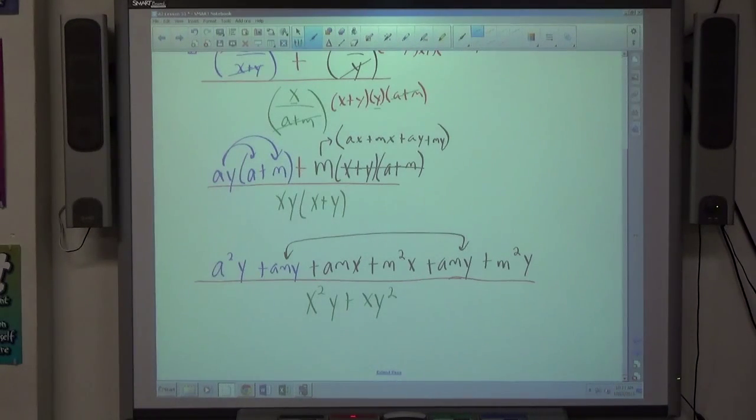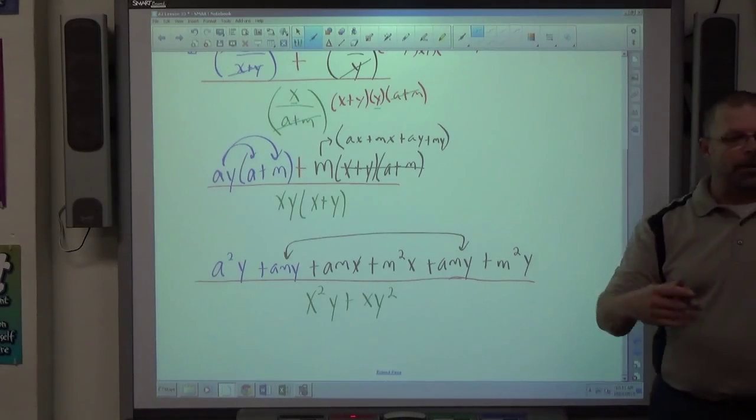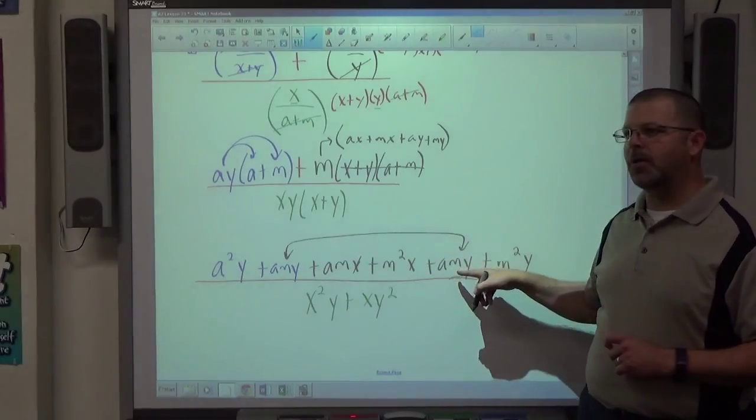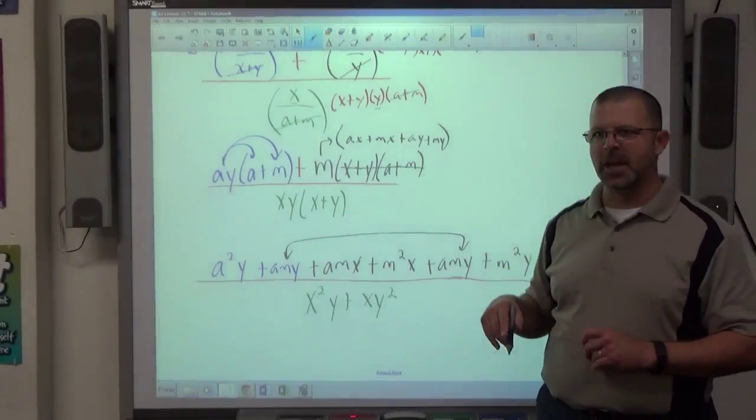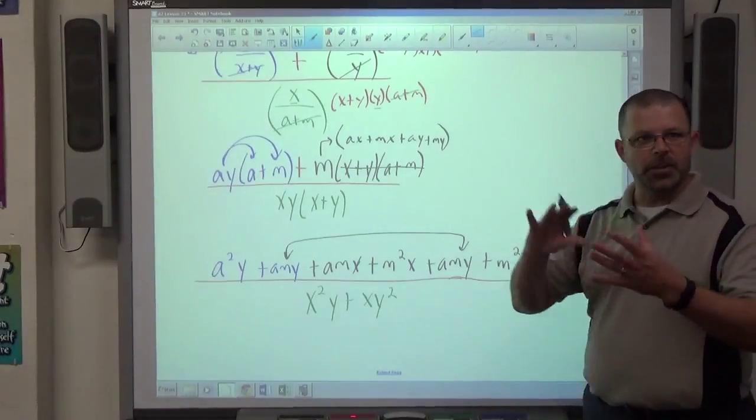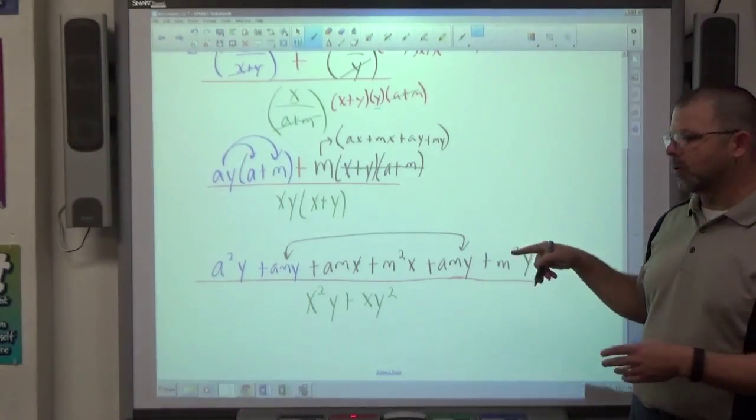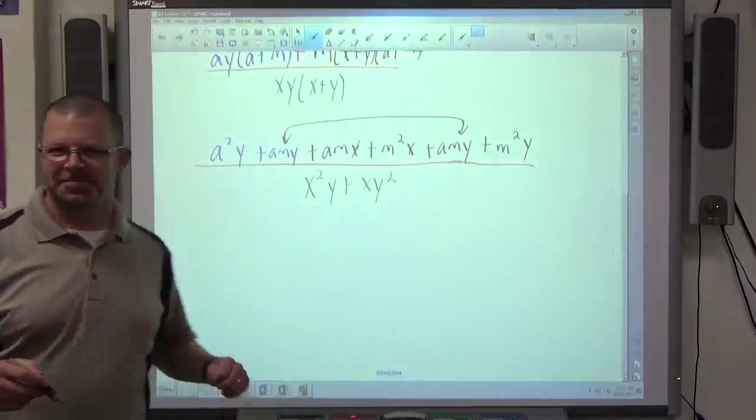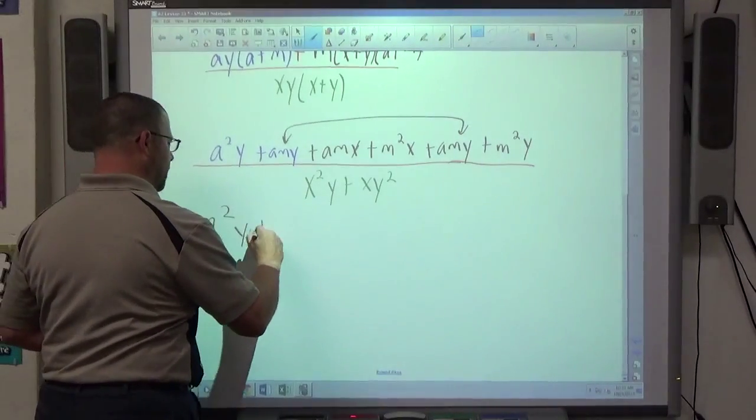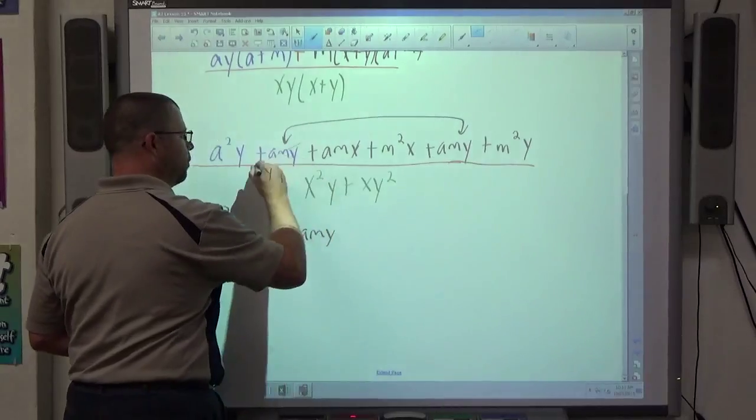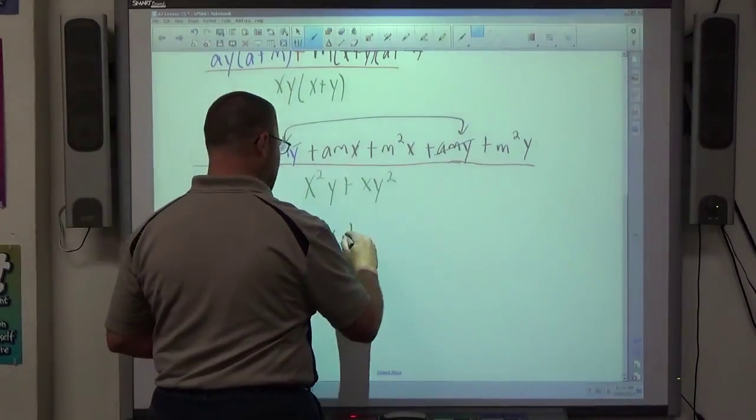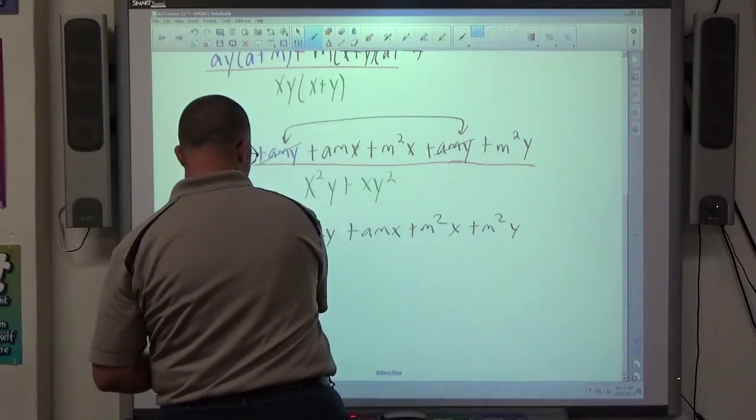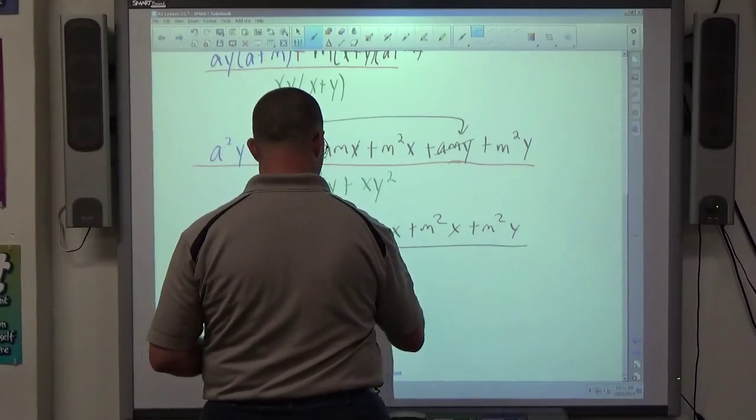You might notice I put everything in alphabetical order. That's not a requirement. But if everything's in alphabetical order, it's much easier to see if like terms happen. All right, so if this was yam and that was may, there's all kinds of words you can make with yam, may, amy. But if it was any other order, they're still like terms. But if you put them in alphabetical order, it's much easier. Amy, amy, they're the same. So, a squared y plus 2amy, because 1 plus 1 makes 2, right? Plus amx plus m squared x plus m squared y all over x squared y plus xy squared.